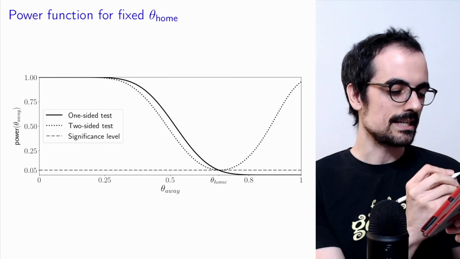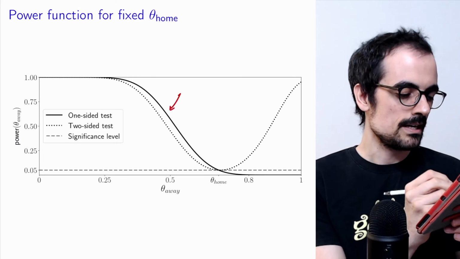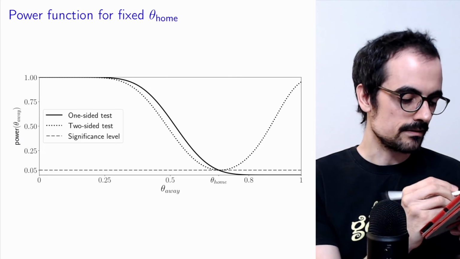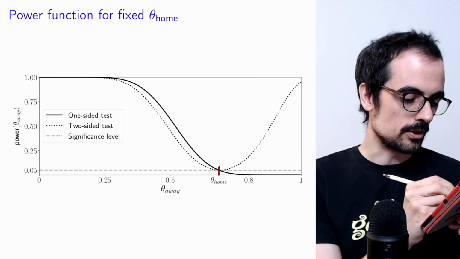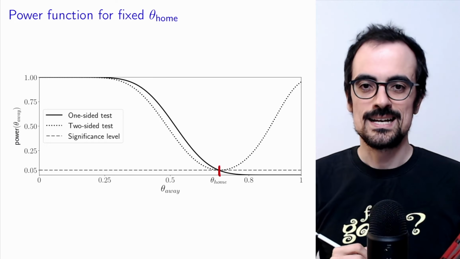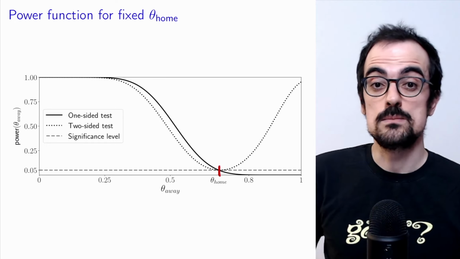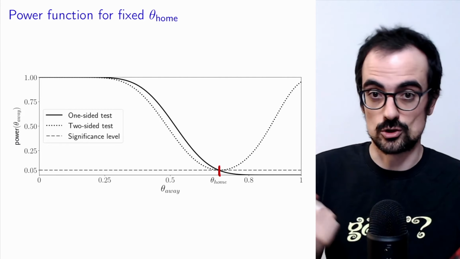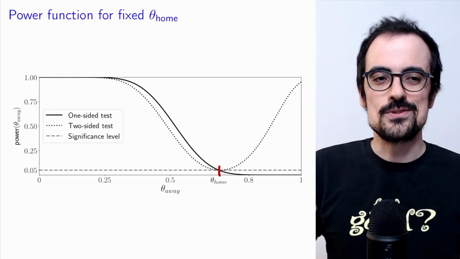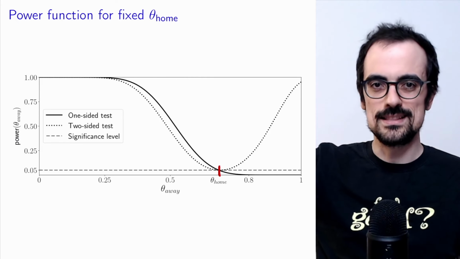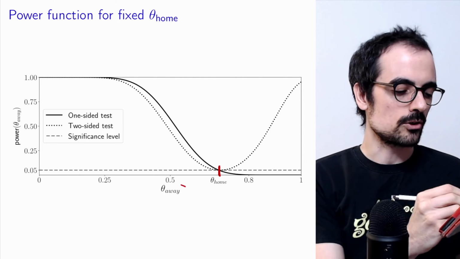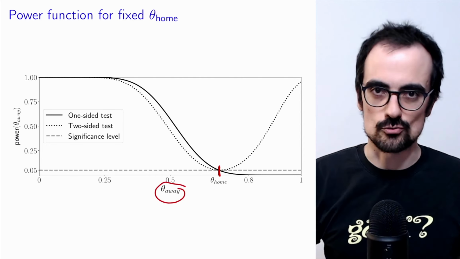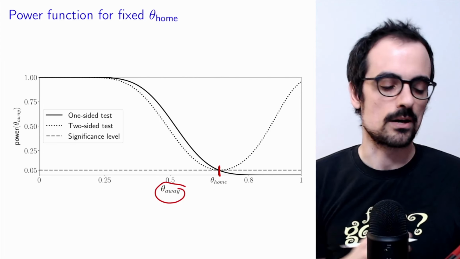Here I'm showing you the one-sided test as this solid line and the two-sided test as this dotted line. So first, let's remind ourselves that here, this is the null hypothesis. The null hypothesis is that they're the same. And as we see, the power function is bounded by 0.05 at the null hypothesis because that's our significance level. So if you plot a power function and within the null hypothesis, when the parameter corresponds to the null hypothesis, it's not bounded by the significance level, something has gone wrong. So that's an easy sanity check if you're deriving power functions.